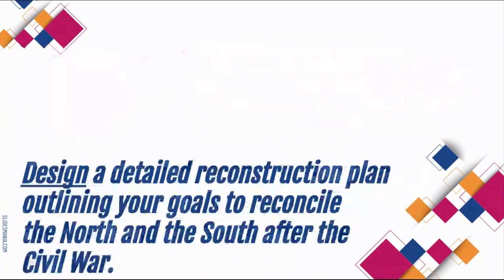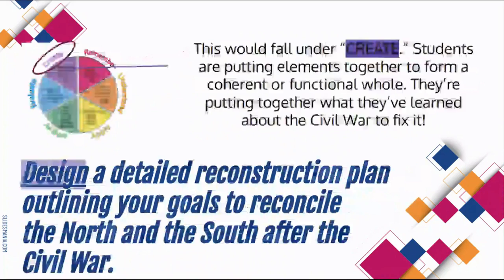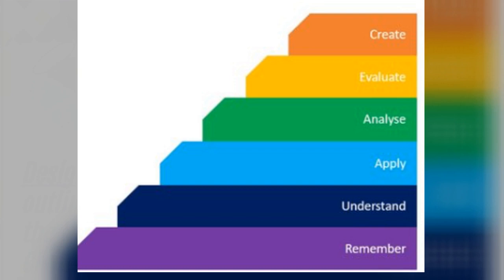Design a detailed reconstruction plan outlining your goals to reconcile the North and the South after the Civil War. So which level would ask a student to design? If you said create, you're correct. Students are putting elements together to form a coherent or functional whole. So they're putting together what they've learned about the Civil War, what they've learned about the North, what they've learned about the South, and they're going to try to fix it. So this is that highest level because this isn't something that can be taught. I can't, as a teacher, teach you to create, right? You have to take the knowledge that you have to then create something.